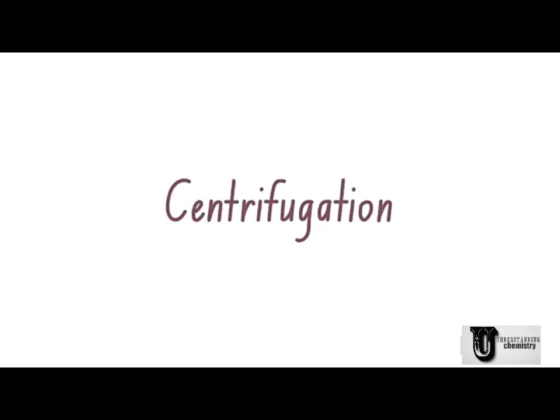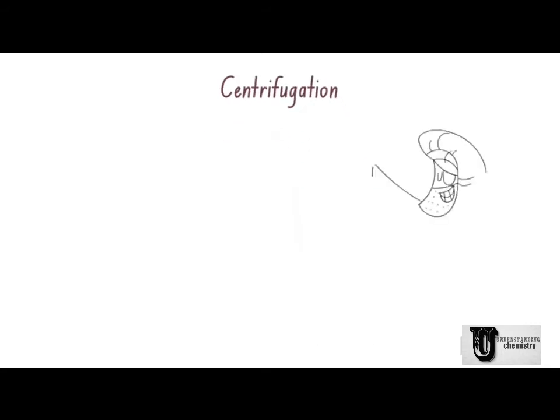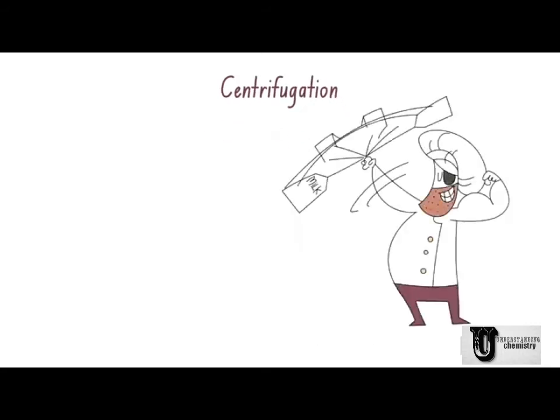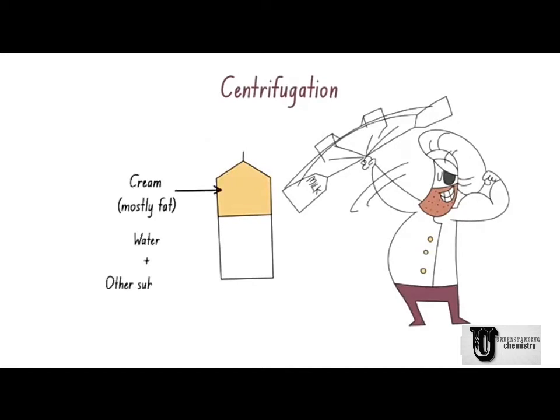Cookie can use centrifugation to separate the milk into layers. After spinning the milk around several times, the less dense fat particles float on top to be collected as cream, and the more dense substances, including water, sink to the bottom of the container.